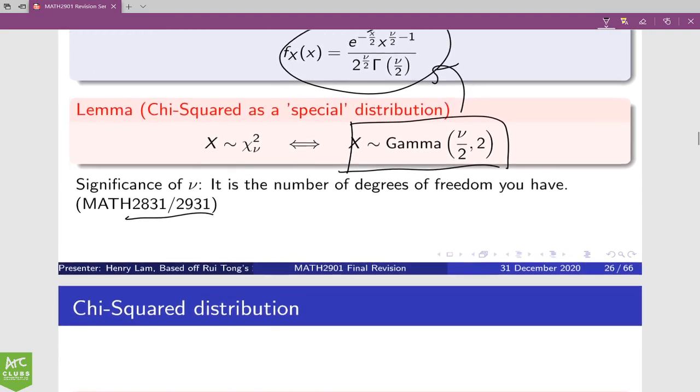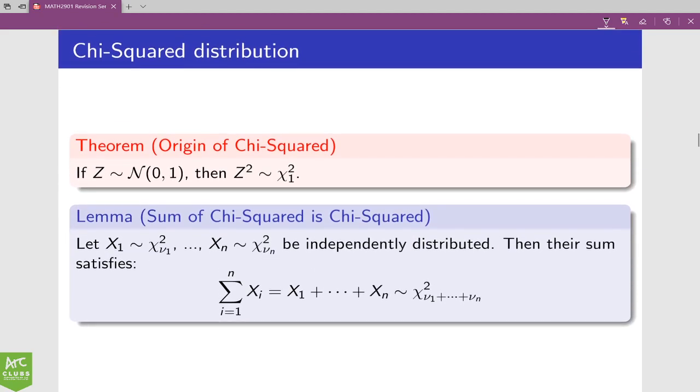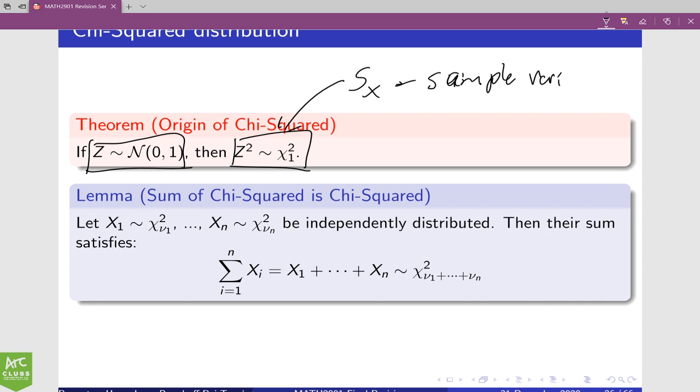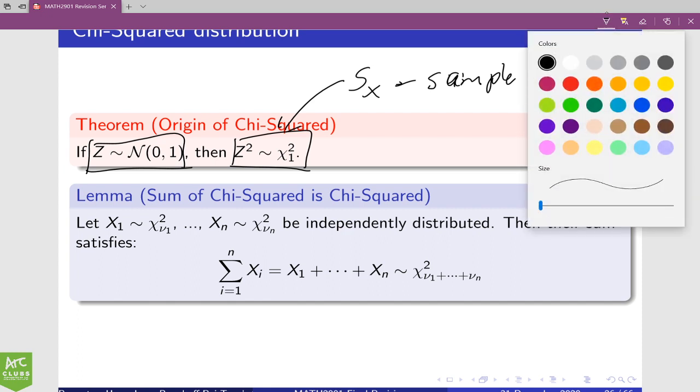Now, the important thing to note about the chi-squared is mainly where it comes from. It comes from the fact that it's the square of a standard normal. And since it's a squared term, you might be reminded of S squared. The only kind of squared term that comes to my head firstly is the sample variance, so it's probably going to come into play there. And it does.